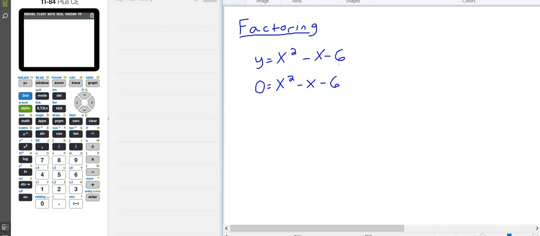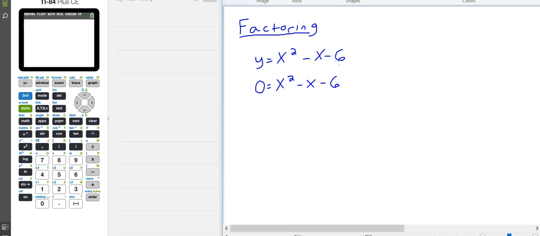We cannot solve it by isolating the x, because let's say we would bring the 6 to the other side. So we would do plus 6 on the right-hand side, plus 6 on the left-hand side. We would have 6 is equal to x squared minus x. But x squared and negative x are not like terms. They cannot be combined. So the next way we're going to try to solve it is by factoring. We're going to factor x squared minus x minus 6.